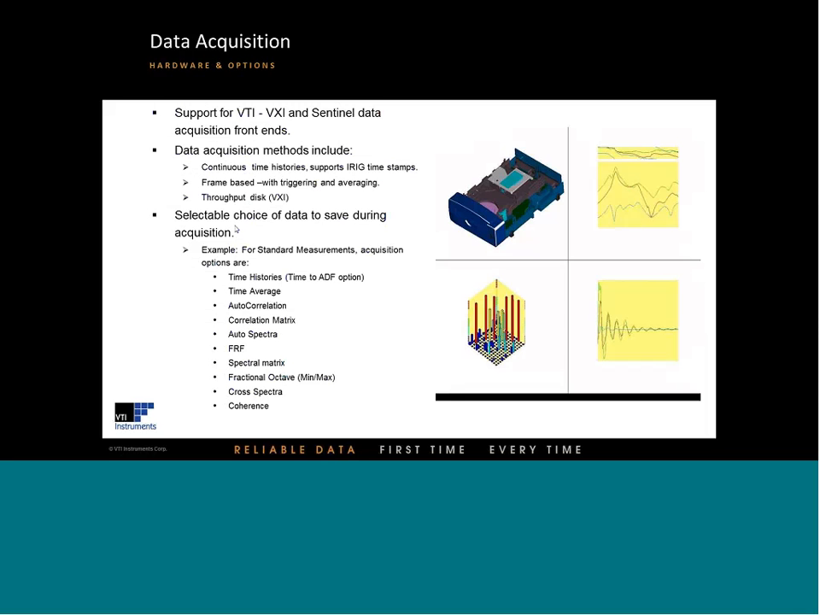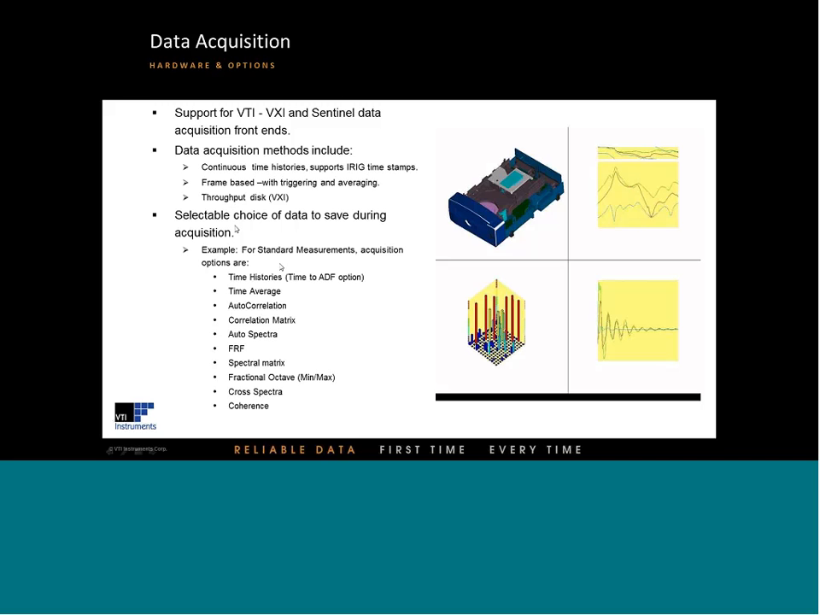Data acquisition methods include continuous time histories, basically just log everything to disk, including supporting I-RIG timestamps. Input can also be frame-based with triggering and averaging, and on VXI systems we support the throughput disk. So the hardware has an internal hard disk and data is logged to that and then read back later into the software.